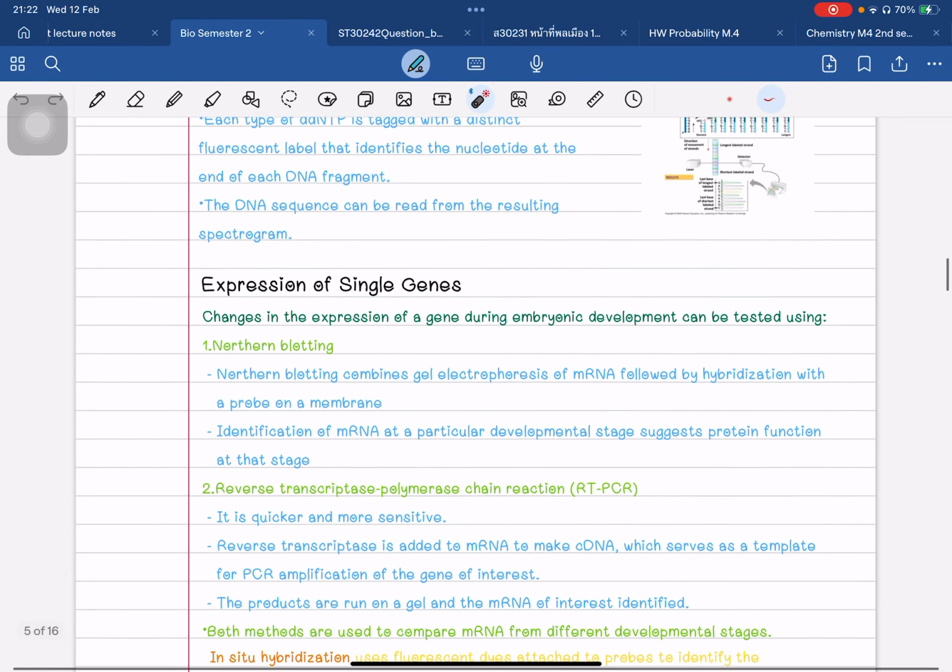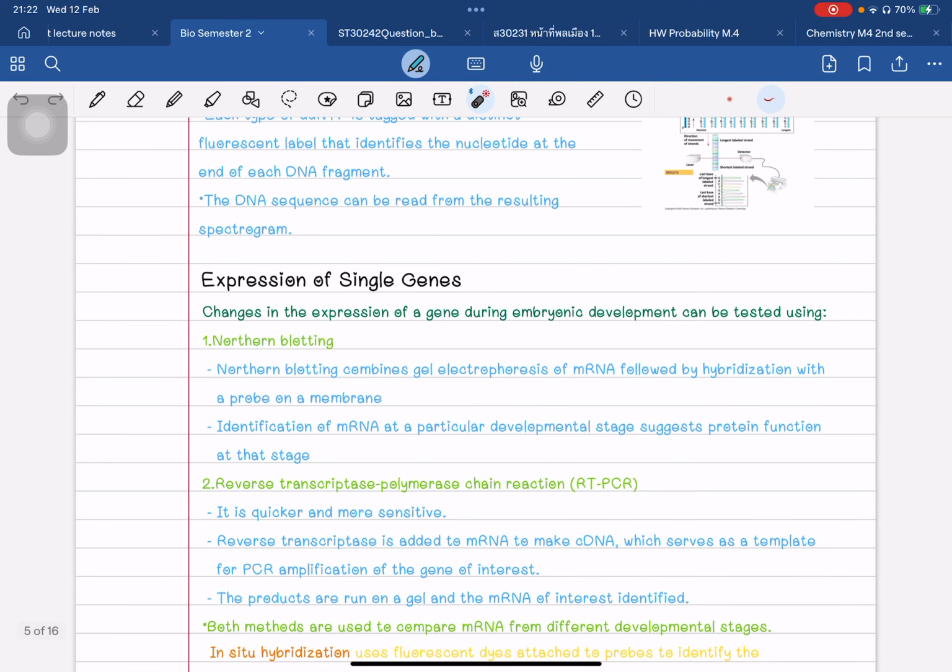Okay, and then we're going to talk about the expression of single genes. Changes in the expression of genes during embryonic development can be tested using, first, Northern blotting. Northern blotting combines gel electrophoresis of mRNA followed by hybridization with a probe on the membrane. And then the identification of mRNA at a particular developmental stage suggests the protein's function at that stage.